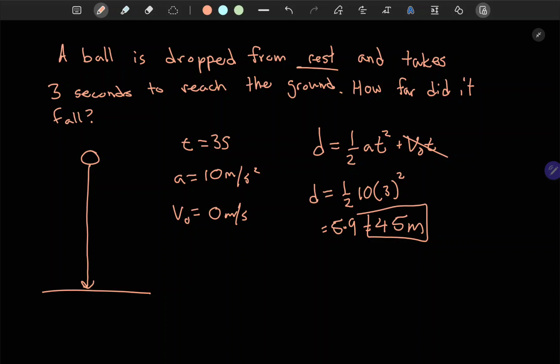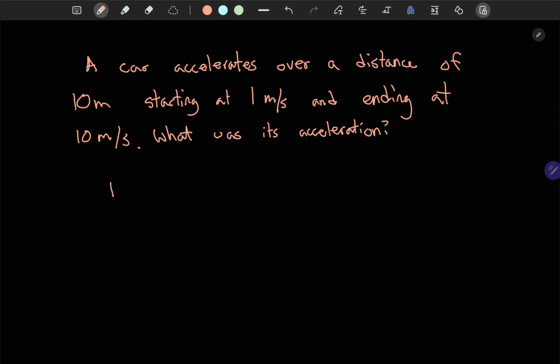All right, and then for this next question, we have a car accelerates over a distance of 10 meters, so d equals 10 meters, starting at 1 meter per second, so v0 is equal to 1 meter per second, and ending at 10, so v is equal to 10 meters per second. What was its acceleration? Okay, so we know these, and we want to know a. So the one we're missing is time.